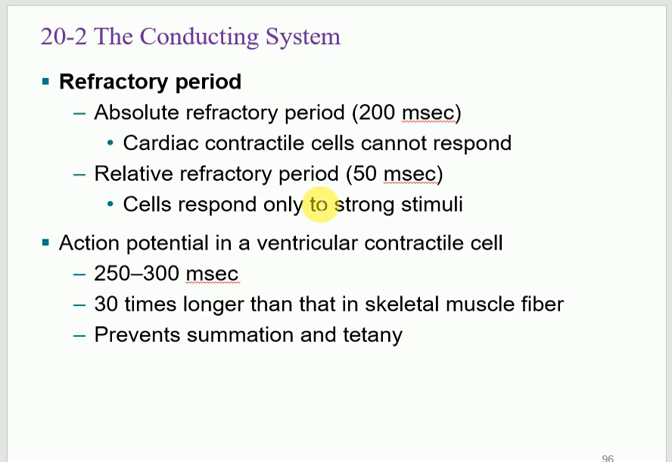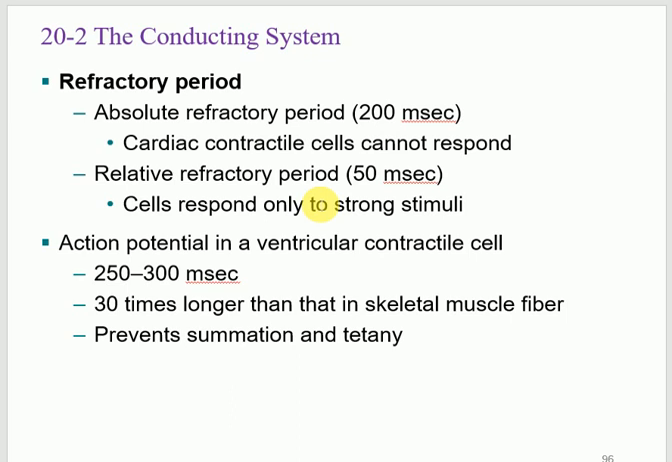Otherwise, if it is not long, you know what's going to happen? If a signal comes early, the heart will contract like this. It will respond, respond, respond. The heart will go very fast, and this can actually be fatal. So that's the explanation. This is for our protection. Long refractory periods so that the heart does not tetanize.